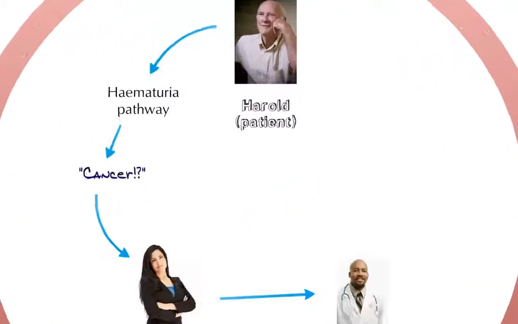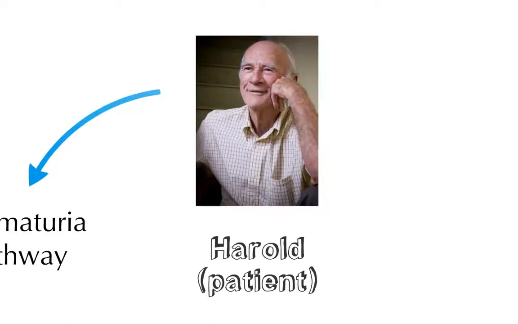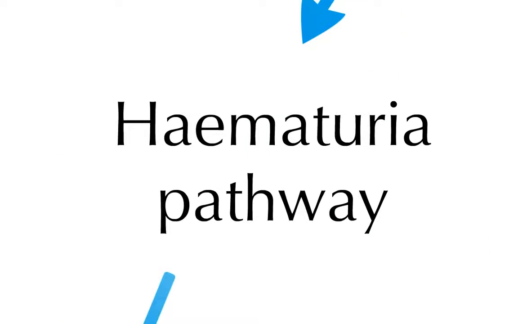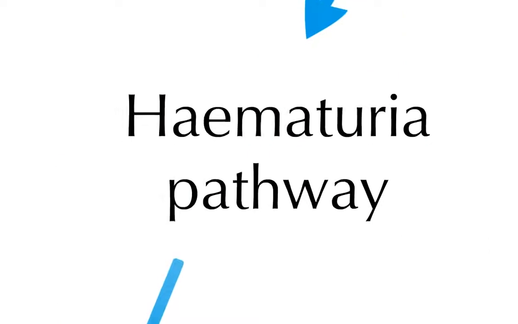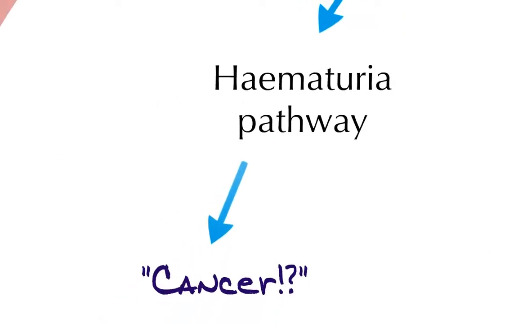This is Harold. Harold's a patient who's having a rough time. He's found that he's passing blood. Because of that, he's been put on the hematuria pathway. It's important for Harold to be on the pathway and for the pathway to work quickly, because Harold's not sure whether or not he has cancer.